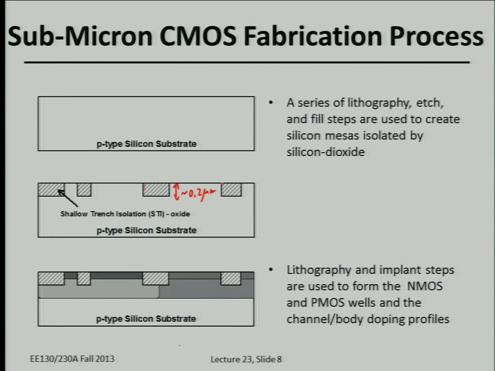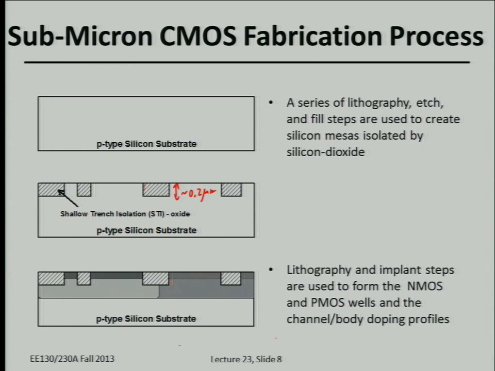So as I mentioned, the wells are usually a little bit deeper. But because we're forming the transistors only in the top less than 1 micron of the surface, we care about isolation up here the most. Okay, so then we form the shallow trench isolation.